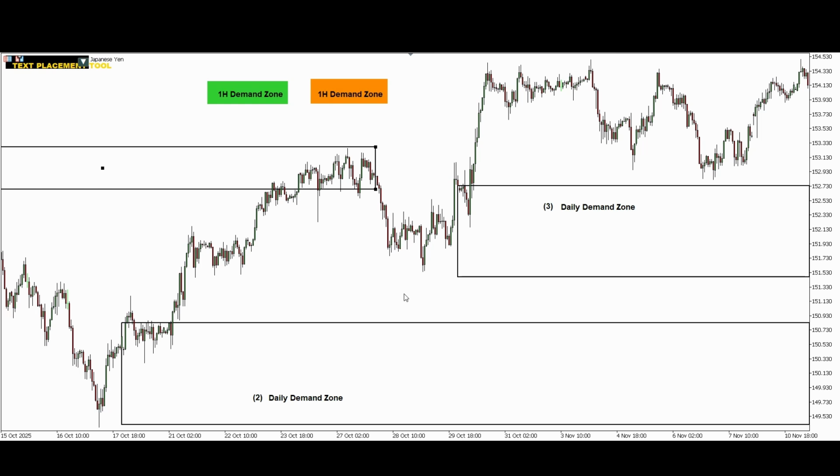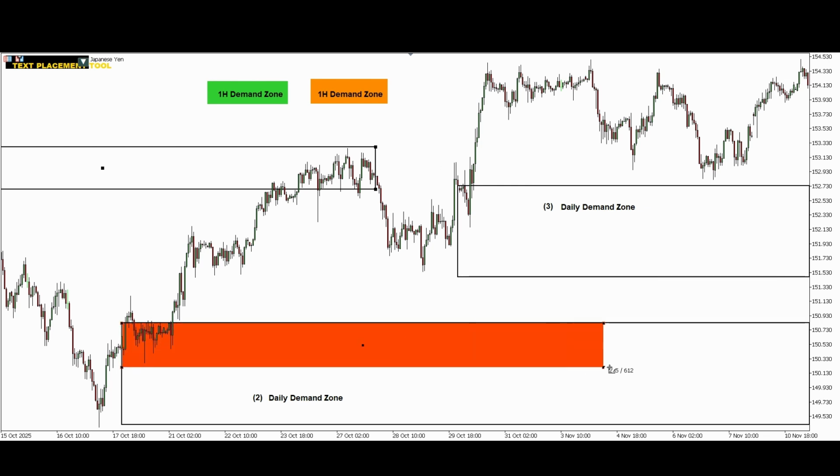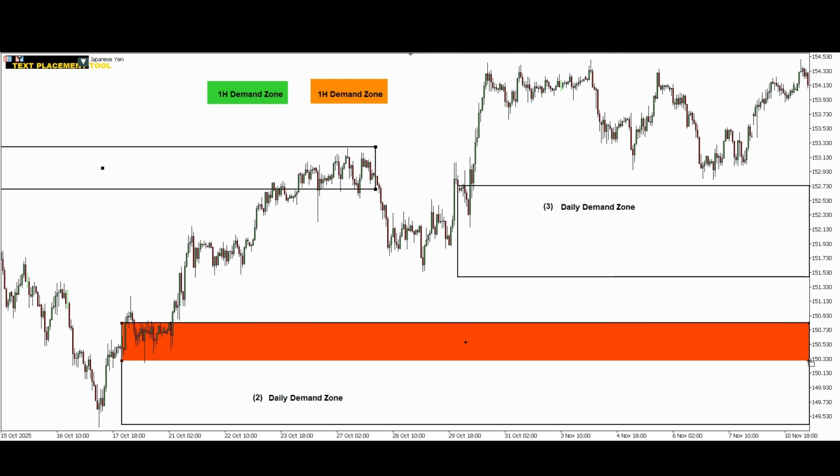Look down here at the lower daily demand zone. As price came back into this area, it created this very tight 1 hour demand zone right at the top of the daily zone. This is excellent. The lower time frame demand zone is perfectly nested within the higher time frame area. It's also positioned extremely close to the 150 psychological level, which we know attracts large clusters of orders, as I explained earlier. This tells us that the institutional order flow behind the daily zone is found between the top of the zone and the psychological level.